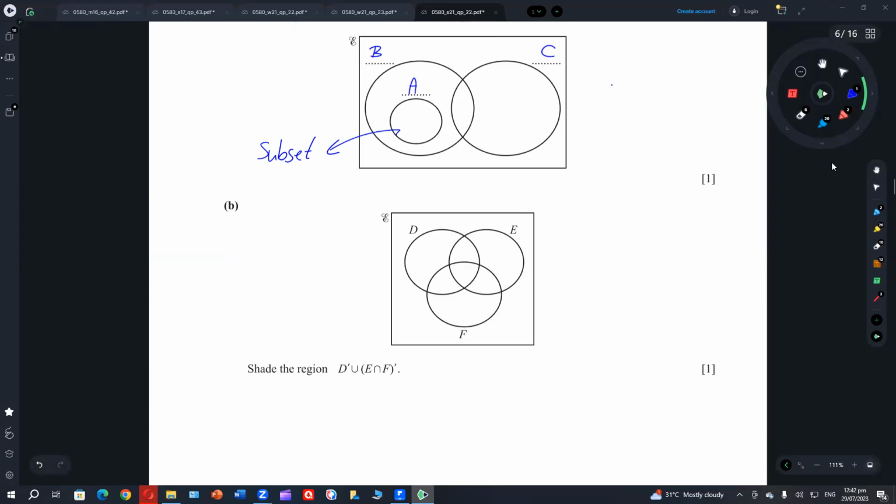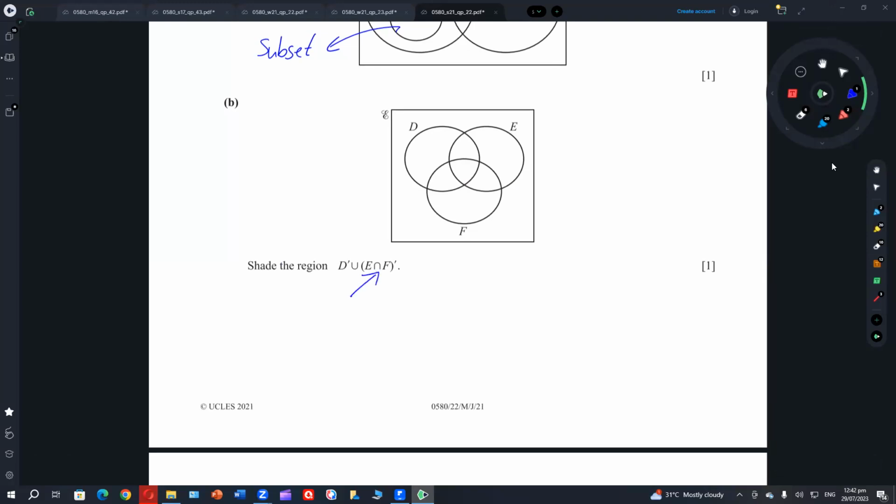He says shade the region D prime union E intersection F prime. I'm again using the double shading technique. Can you help me to first shade for the bracket? For the bracket, E intersection F prime. What does E intersection F prime mean? Leave the E intersection F part. So if I'm shading it, everything else. Is it right? Yes.